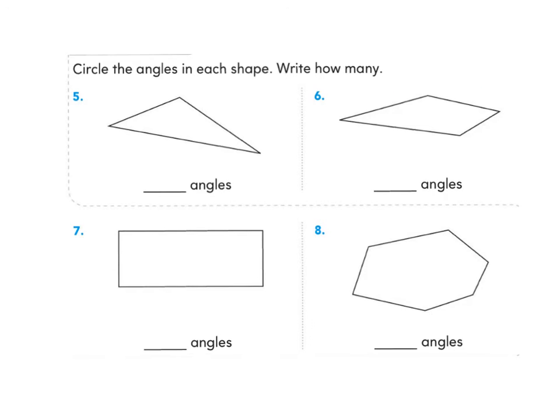All right, let's do a few more. This shape right here has 1, 2, 3 angles. So since it has 3 angles, it has 3 vertices and 3 sides, that makes this a triangle.